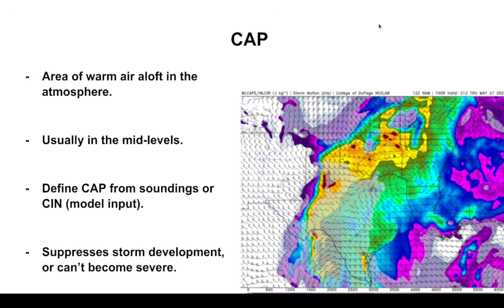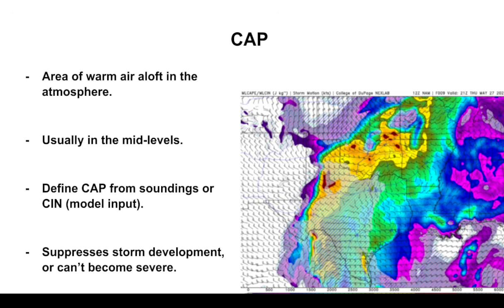Before I wrap up this video, I do want to talk about the CAP again, as CAP is used a lot. It has been used this year a lot, and it will be in future years as well. A CAP is an area of warm air aloft in the mid levels of the atmosphere that will prevent storms from developing, or if they do develop, it prevents them from getting severe. Most of the time, storms don't develop because of a CAP being in place.